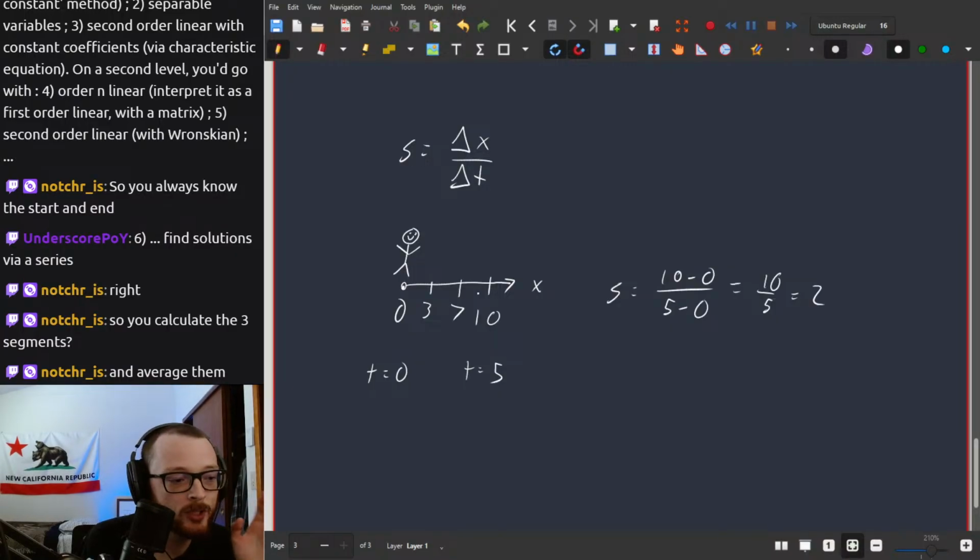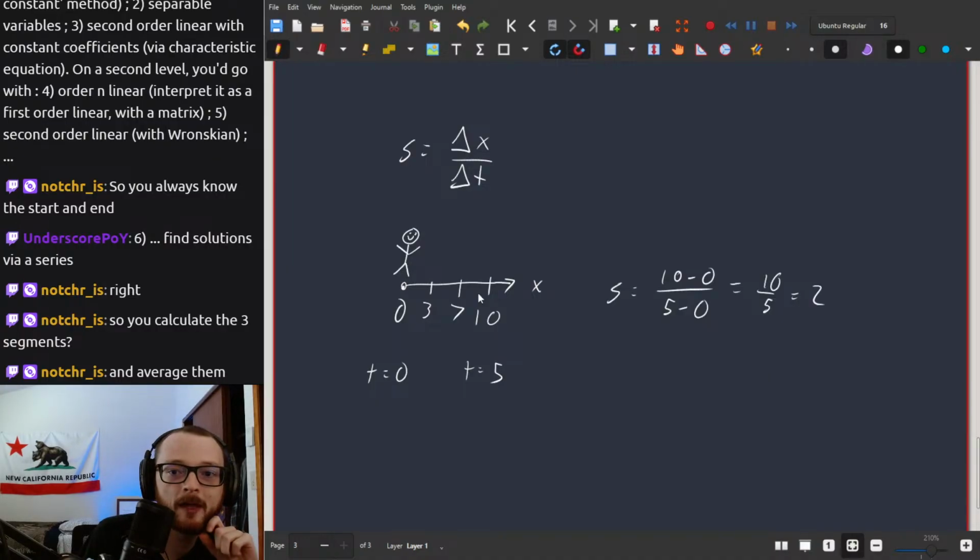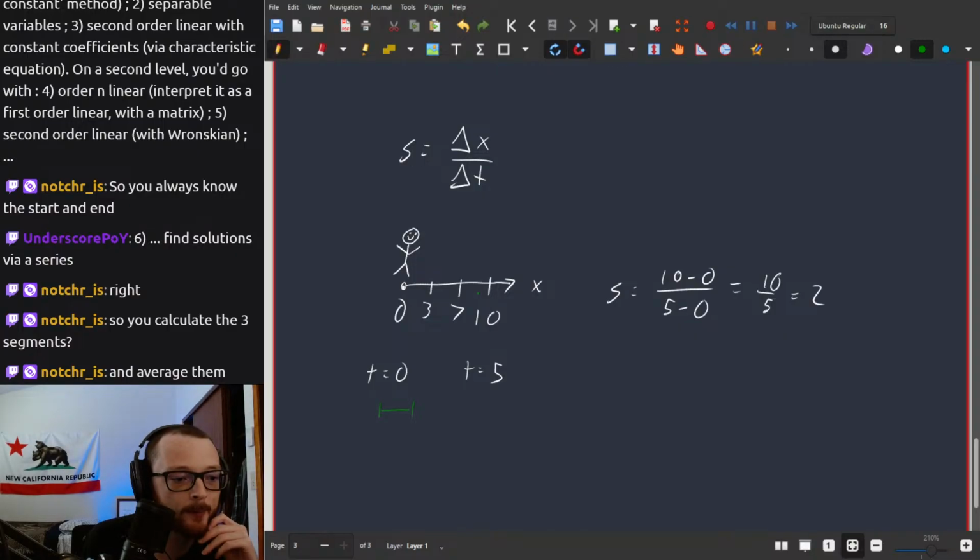Yeah, you could average them. We're not going to average them, but you definitely could if you want one universal number. What I would say instead is maybe on this interval I'm going 3 miles an hour. On this interval I'm going 2 miles an hour. Then on this interval I'm going 1 mile an hour or something. Like I start fast and I slow down.